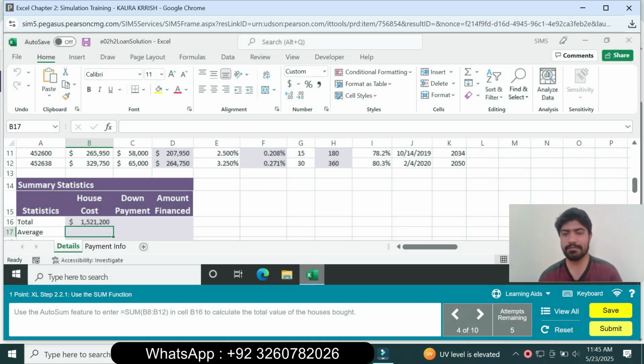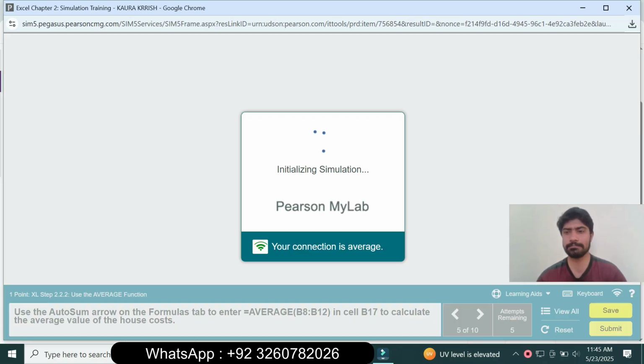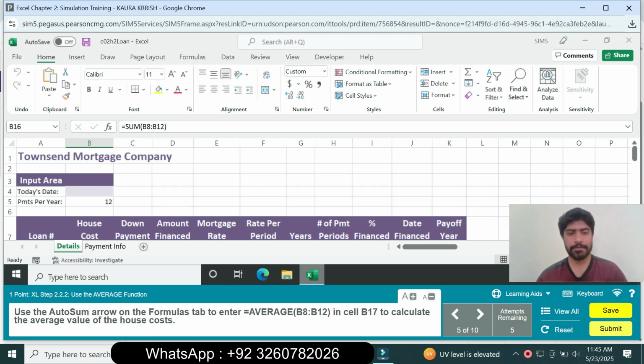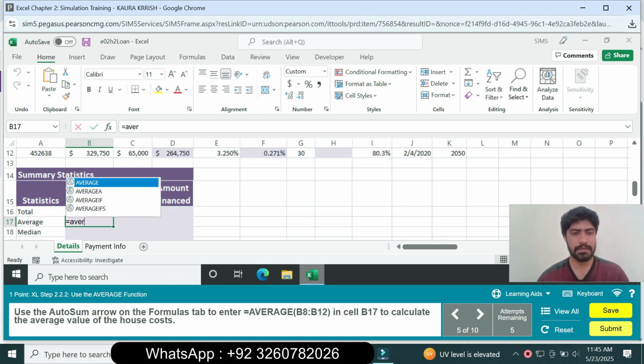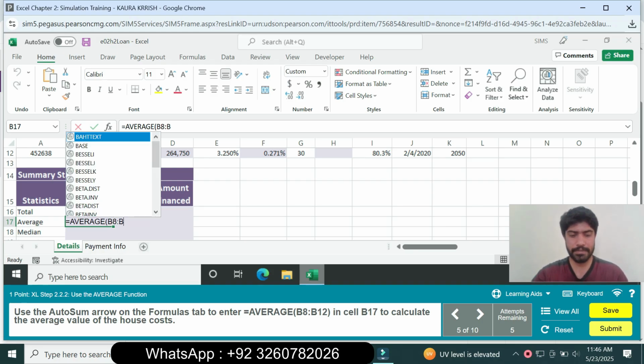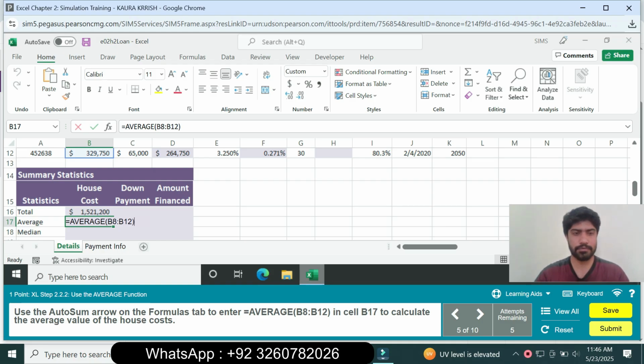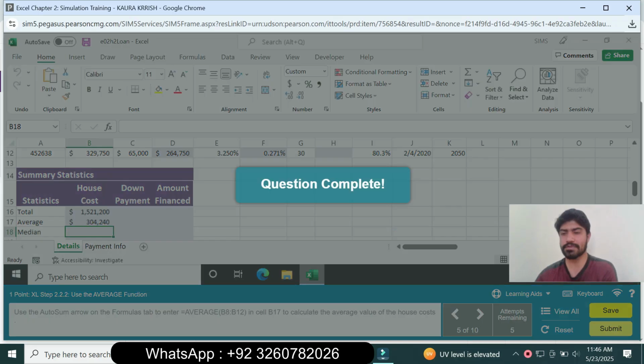We move to question number 5. Question number 5 is: use AutoSum on the Formulas tab to enter the average of B8 to B12 in cell B70 to calculate the average value of the houses. So select B70 and press Enter. Type equals and the AVERAGE function, and the range is B8 to B12. Close the bracket and press Enter. So question number 5 is complete.